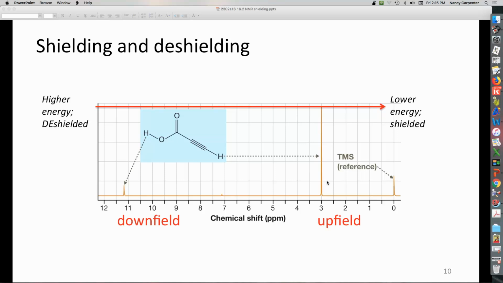The terminology that we have to get used to is that upfield is shielded to the right, downfield is deshielded, and that's to the left. The other thing you need to just always keep in mind is that the higher energy transitions are on the left and the lower energy transitions are on the right. I want you to understand the transitions that are taking place that give rise to these different positions.